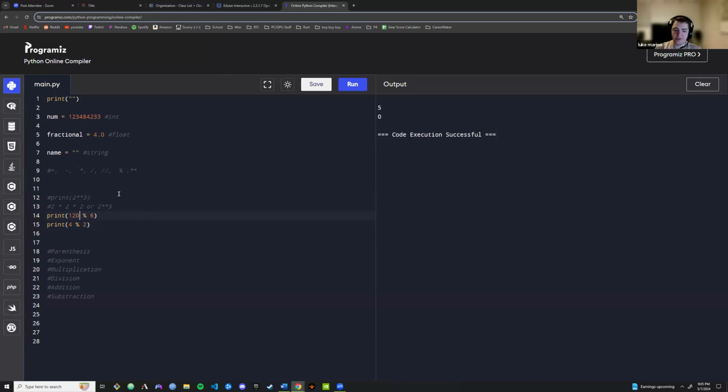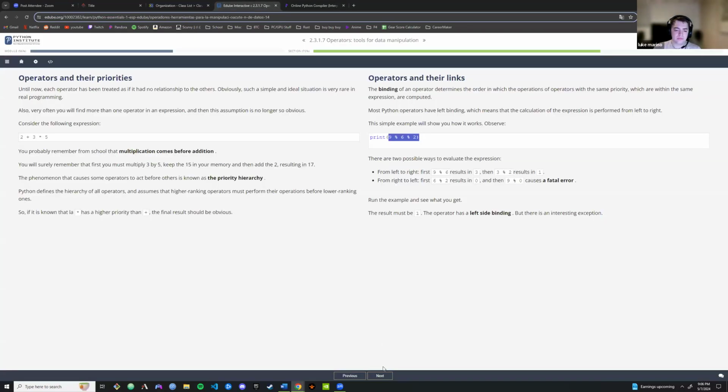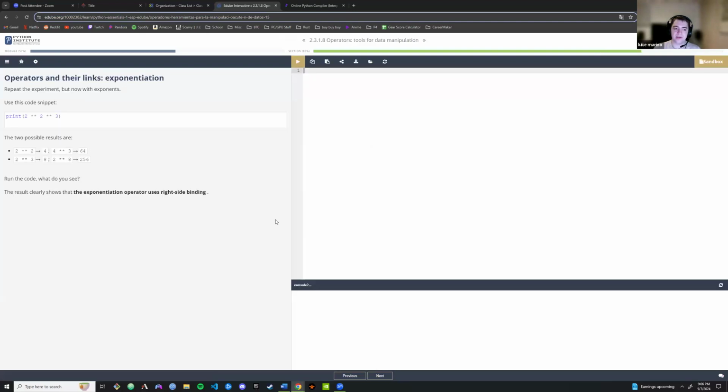All right, we'll do this. This is gonna evaluate to 0 because 6 goes into 120 20 times, and there's no remainder. It divides equally. 120 divided by 6 equals 20 with no remainder. So if it divides evenly, then the remainder is always going to be 0. If you guys have any questions on that, please feel free to just ask.